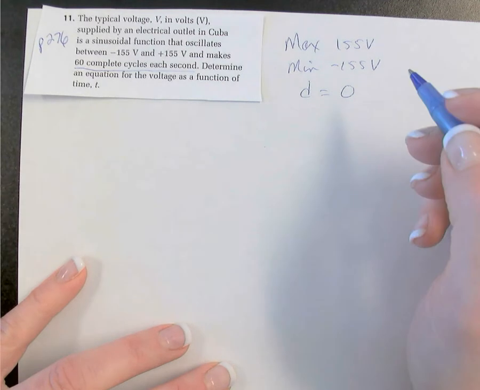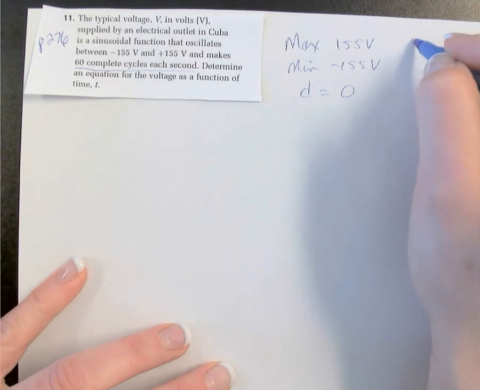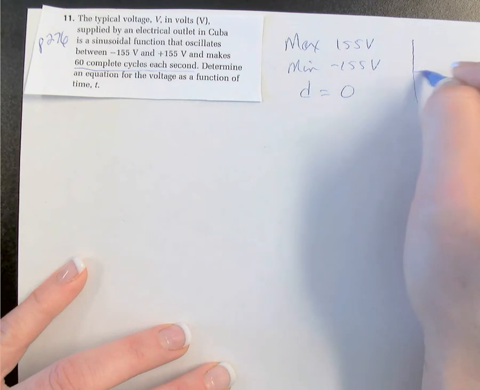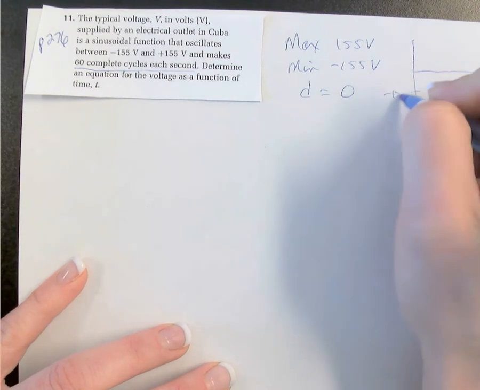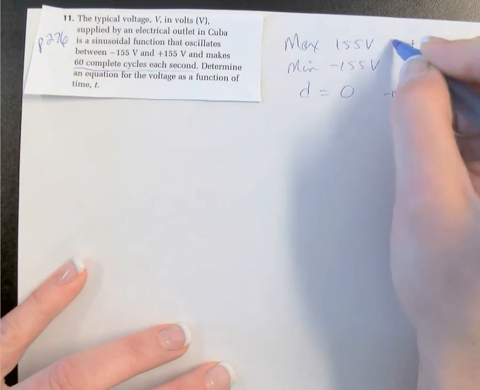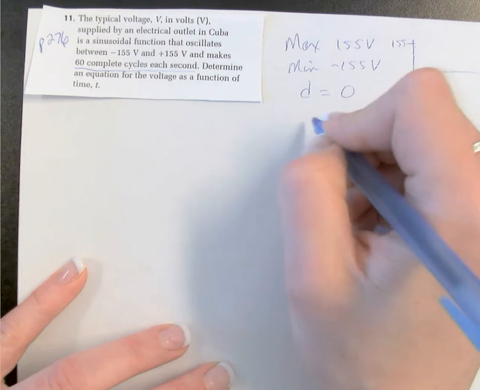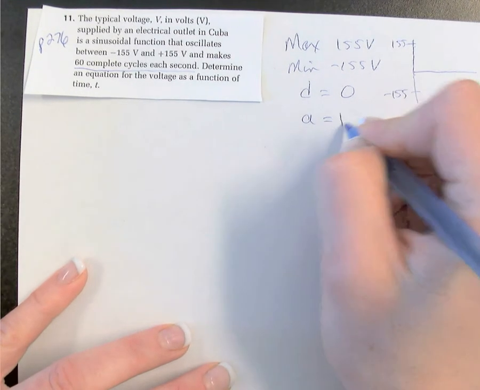This would also tell me the amplitude. If I could visualize this, if this goes down to negative 155, this goes up to 155, my D value is 0, my amplitude is going to be this distance, so my amplitude is going to be 155.